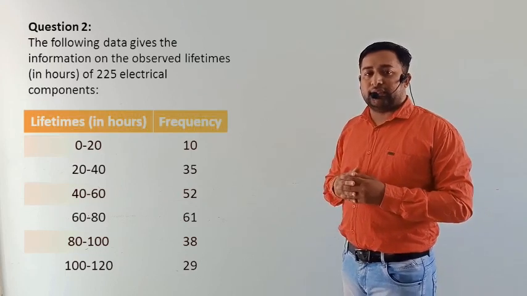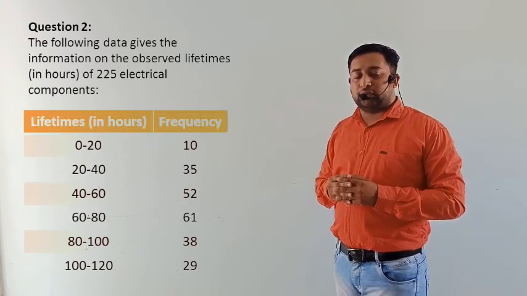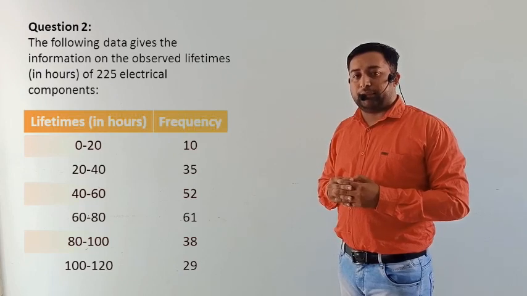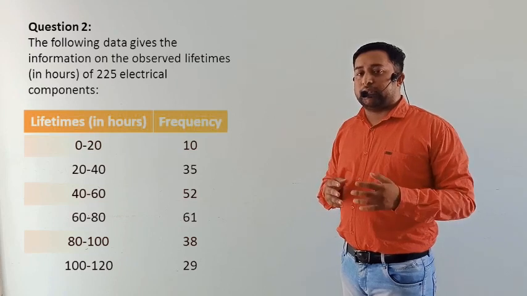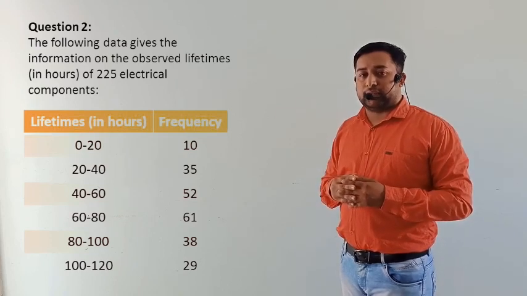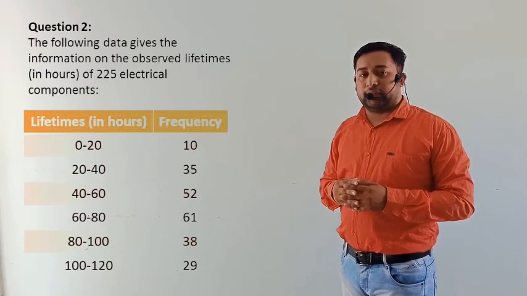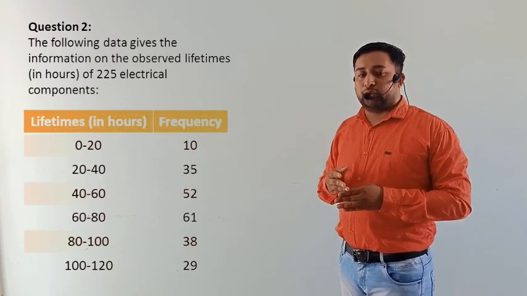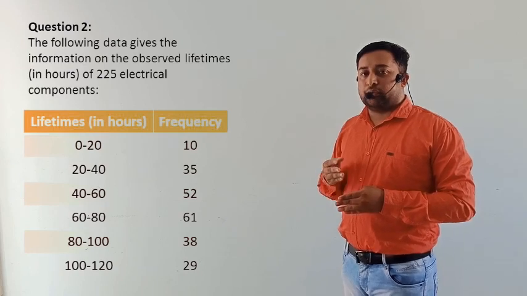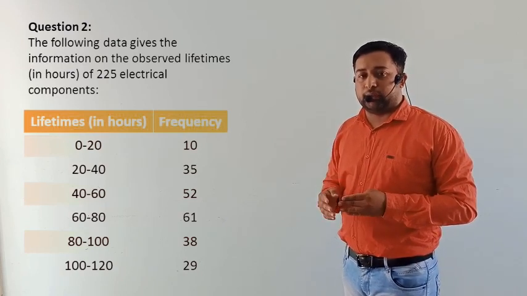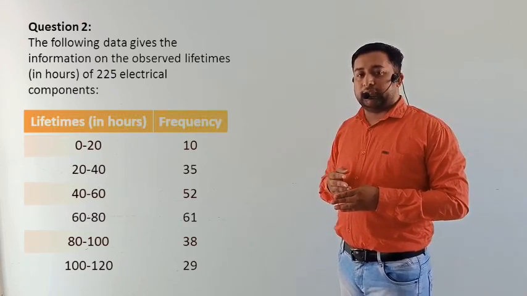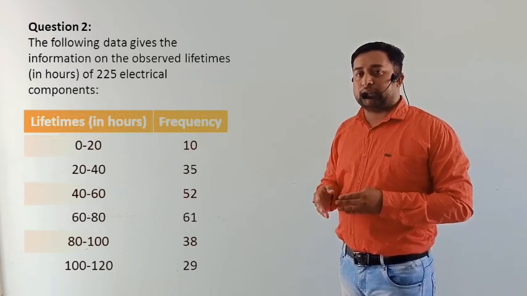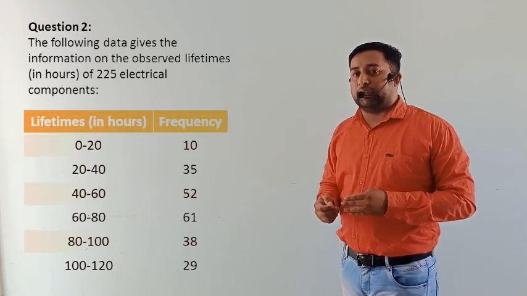The mode sum is simple. So moving on from the first to the second one. The second question says that the following data gives the information on the observed lifetimes in hours of 225 electric components. We need to check how long they last. For lifetime 0 to 20 hours there are 10 components, 20 to 40 hours there are 35 components, for 40 to 60 there are 52 components, for 60 to 80 there are 61 components, for 80 to 100 there are 38 components, for 100 to 120 there are 29 components.